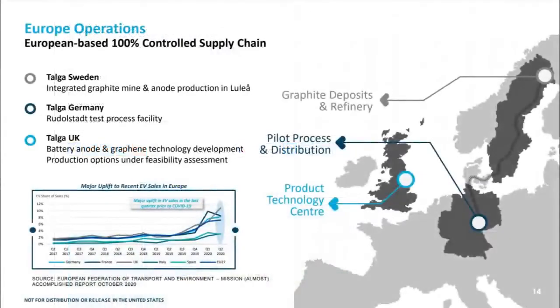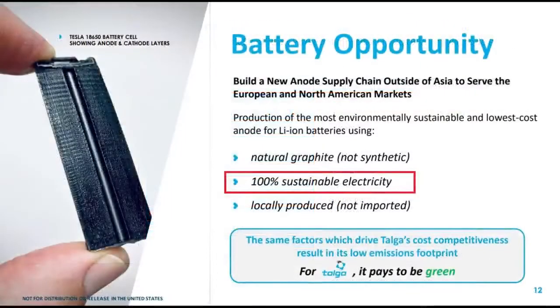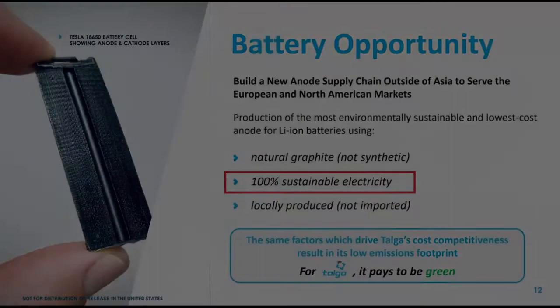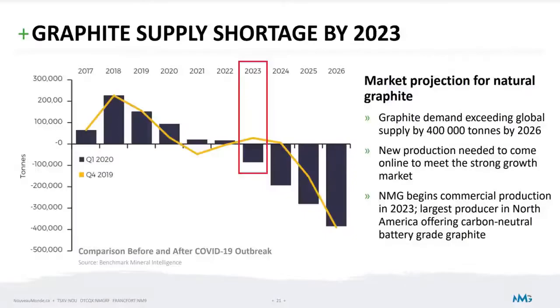Meanwhile, in Europe, Talga Resources are developing a major project in Sweden, which aims to also produce 100,000 tons of graphite concentrate, and like Nouveau Monde, this project will be run on renewable energy and produce anode material. Next up, let's look at supply and demand for graphite, and according to Benchmark Minerals, in 2023 they expect there to be a shortage of graphite.